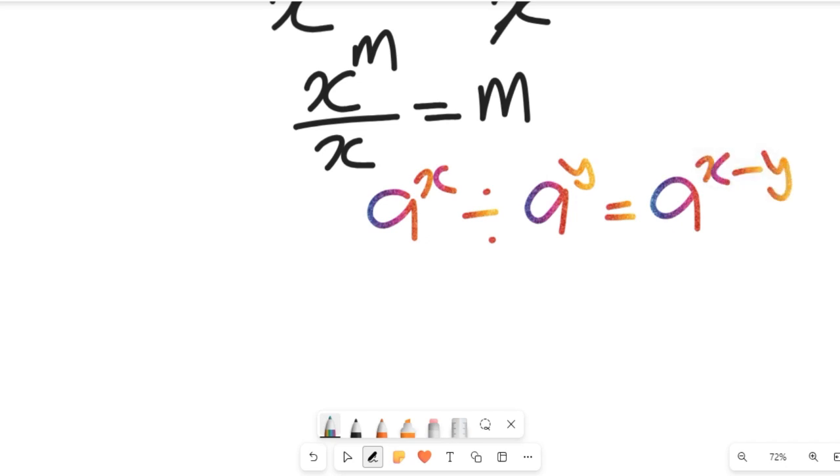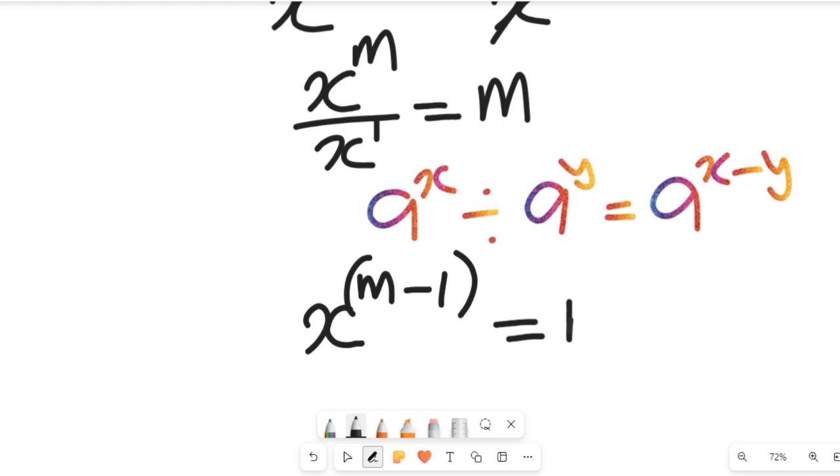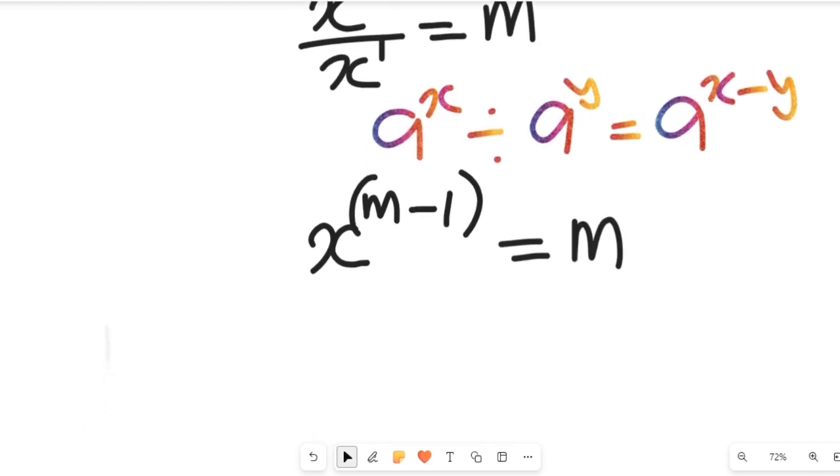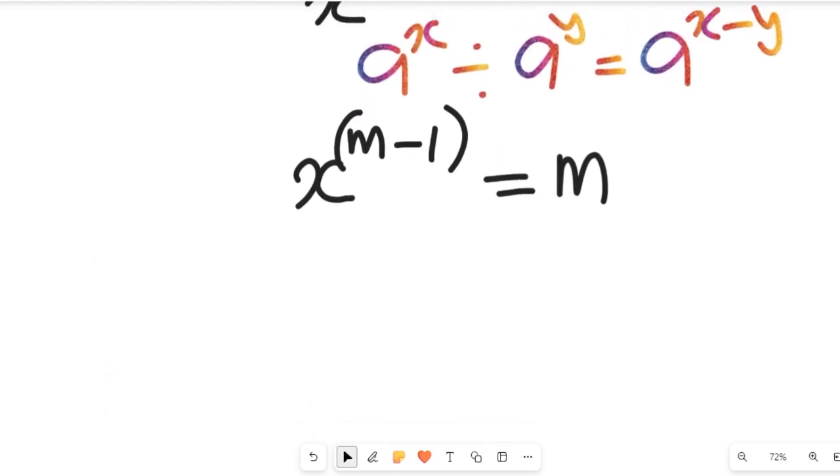So if we apply it to the right hand side, we'll have x to the power of m minus 1, right? Because this is x to the power of 1, and this is equal to m. Recall, we are asked to find the value of x and y. So to find the value of x, we must see the need of isolating x here. And to isolate x on the left hand side, we need to multiply both sides by the exponent of the reciprocal of m minus 1.